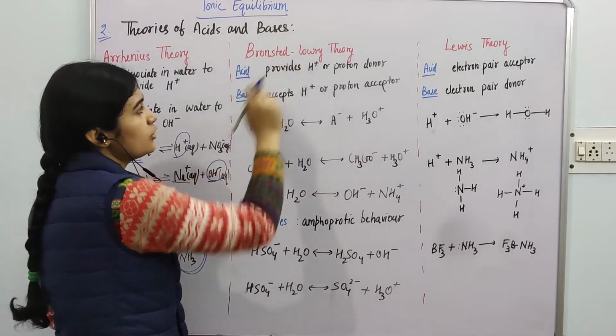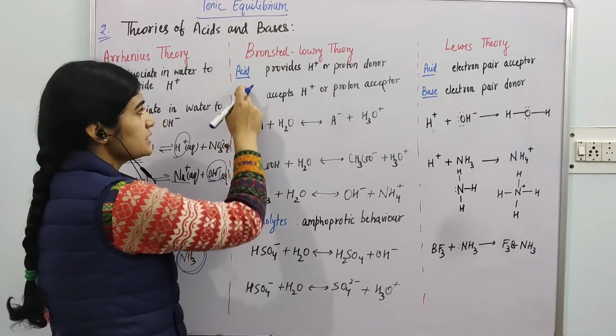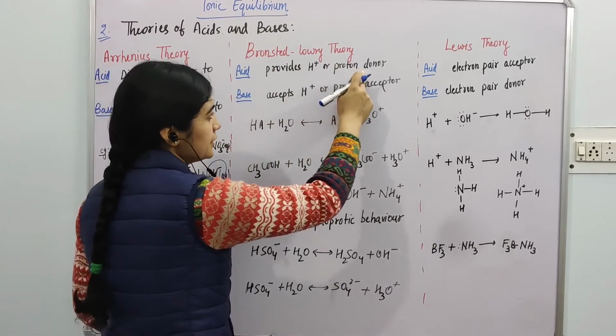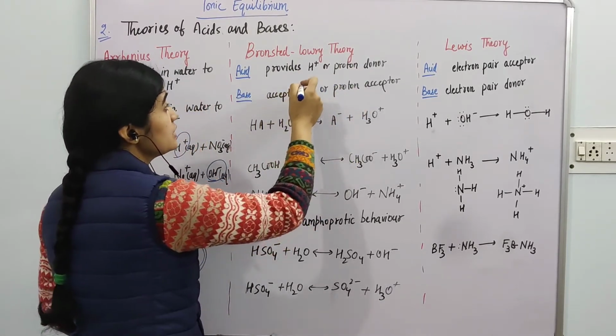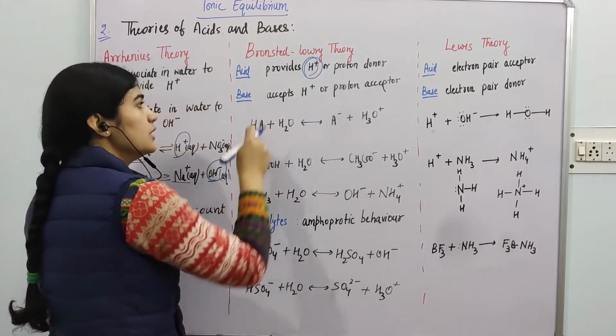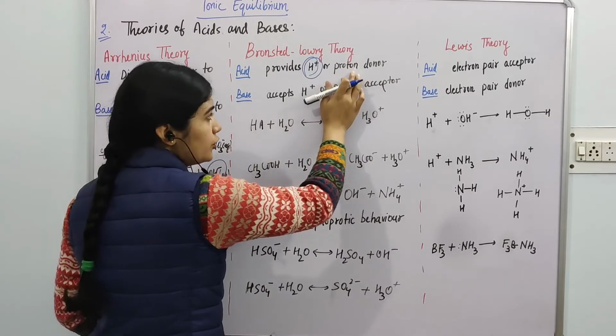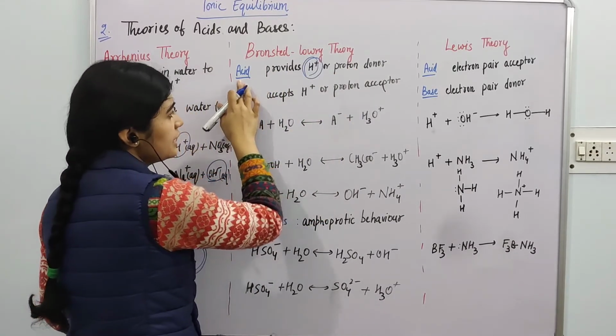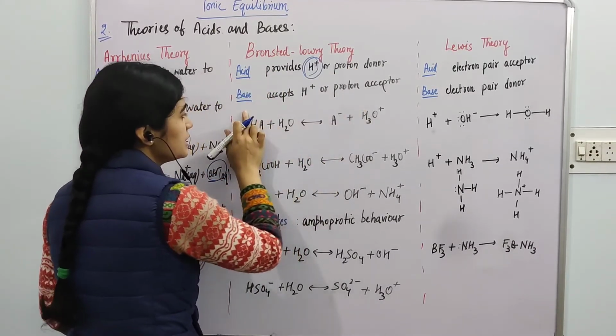Next comes Bronsted-Lowry theory. This theory is completely based on the proton. If the species is a proton donor, then it's an acid. If it's a proton acceptor, then it's a base.